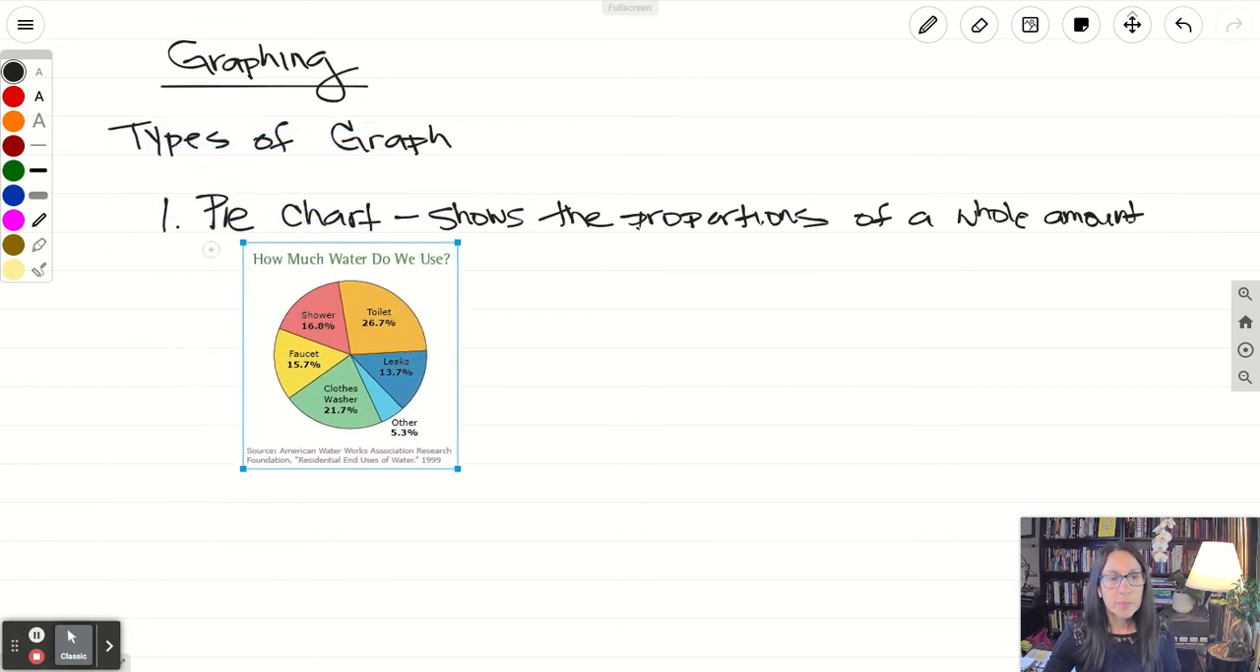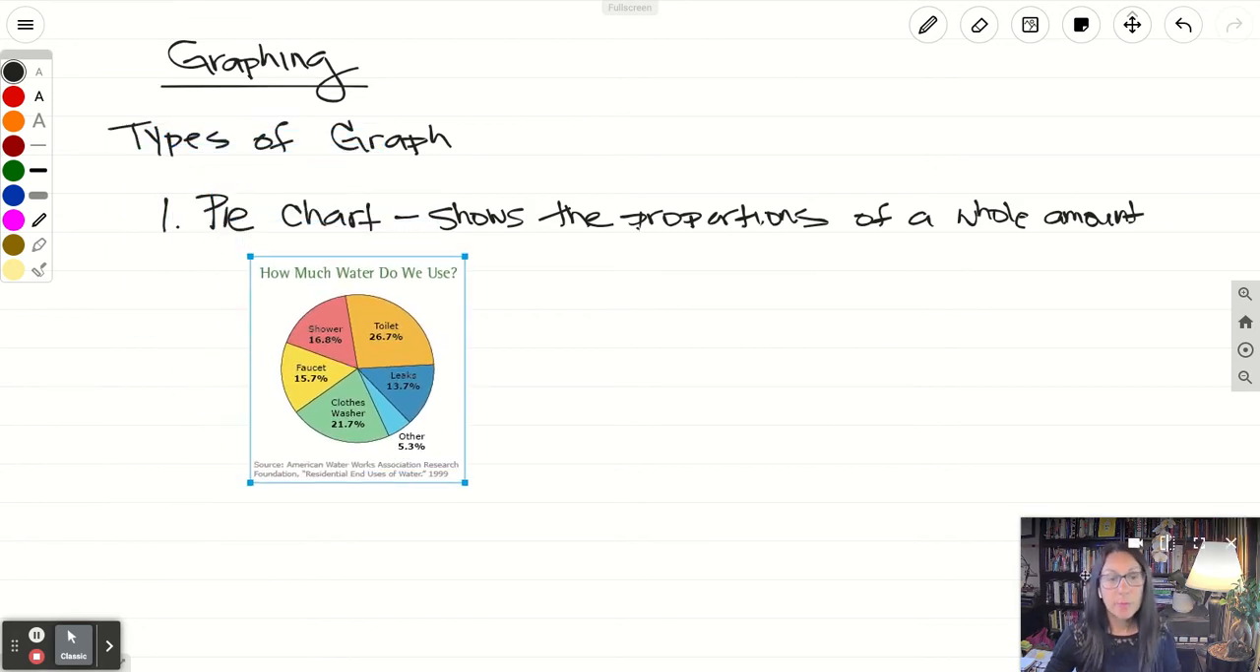Okay, so here is a picture of a pie chart. And in this picture, we can see that there is a title. So every graph should have a title. The title usually tells you what the graph is showing. And it is showing how much water we use. And so it's telling you where you're using all the water. Okay, and so you can see the different proportions.